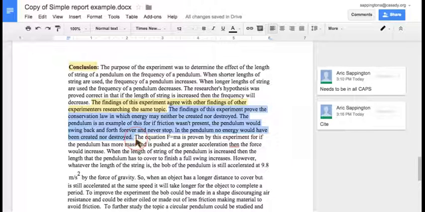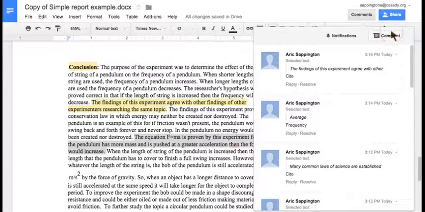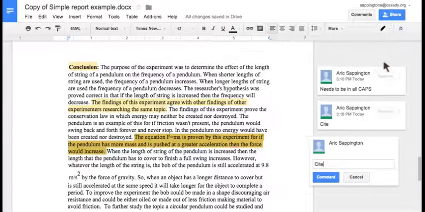And then explanation for the findings. This can be a little trickier because you have to know the science behind the findings. So some research may need to be done. They talk about F equals ma, Newton's second law, and how a pendulum follows that equation. So it looks like they have that as well in there. However, once again, they didn't cite it. So comment for them to cite their major findings.